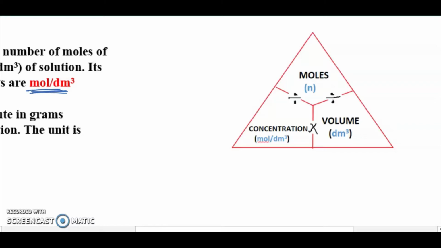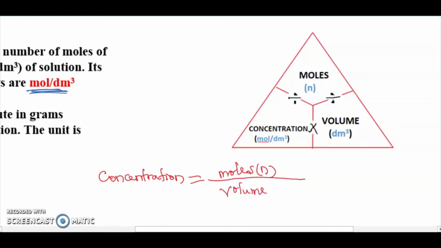in dm cube. So the formula to calculate the molar concentration of a solution, that is molar concentration of course, is equal to moles, represented by small n, divided by volume. And take note, the volume is in dm cube, that is in cubic decimeter. That is the formula to calculate the molar concentration of a solution.